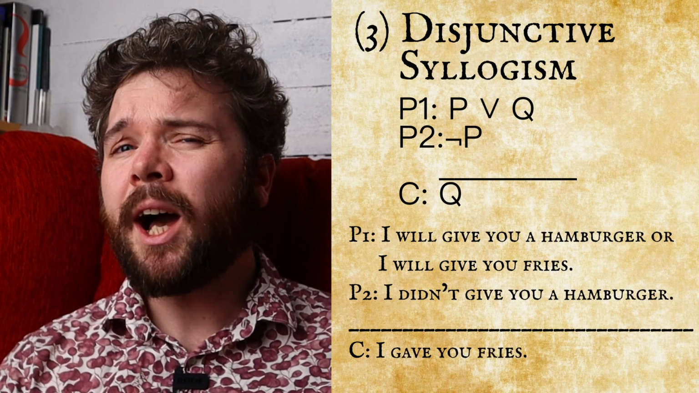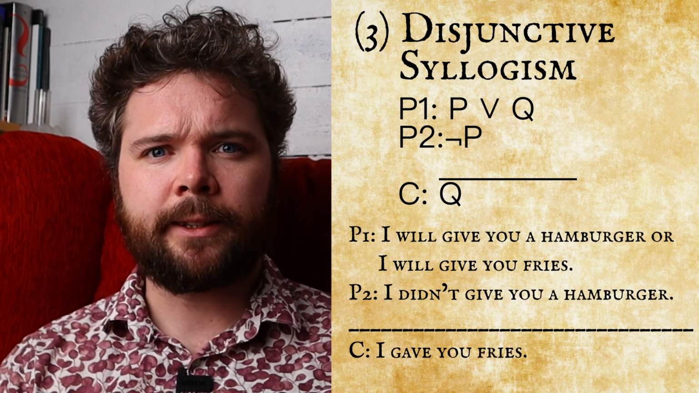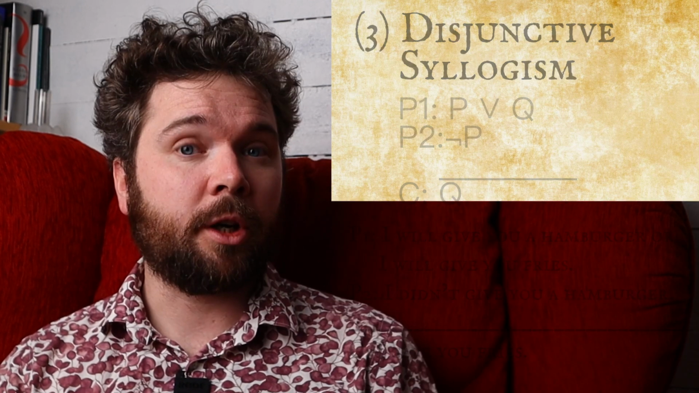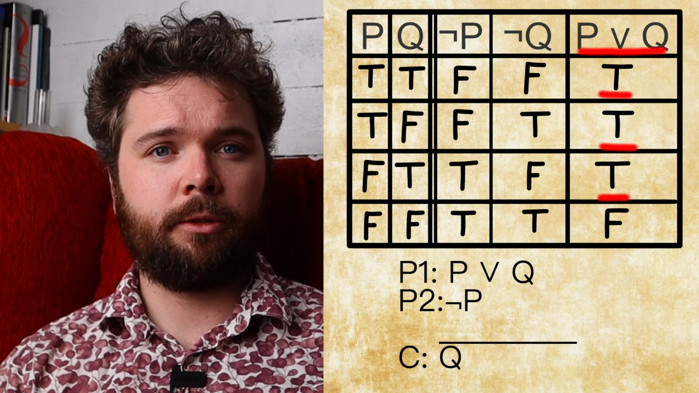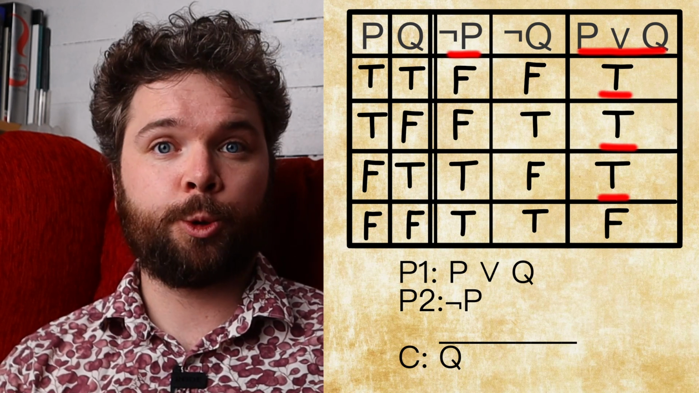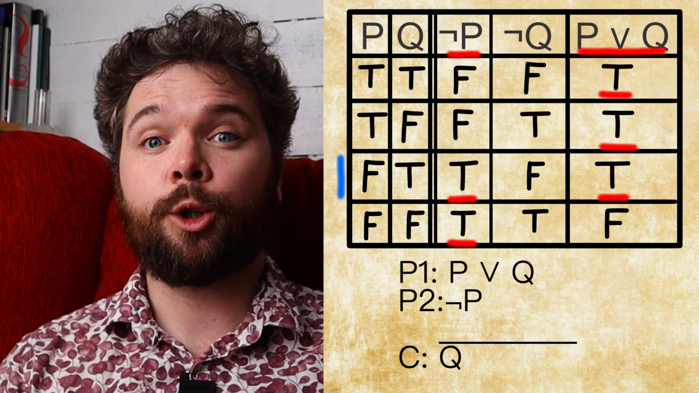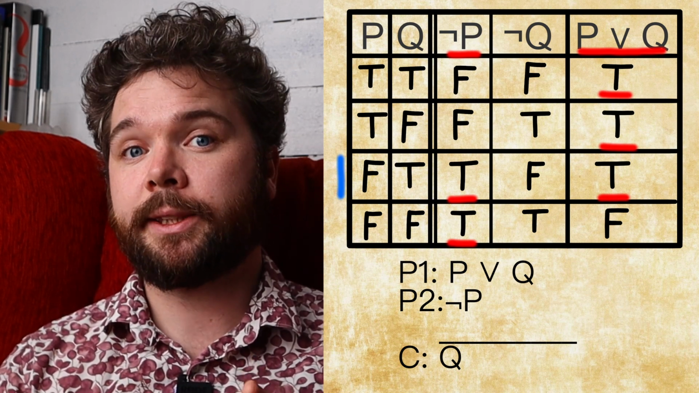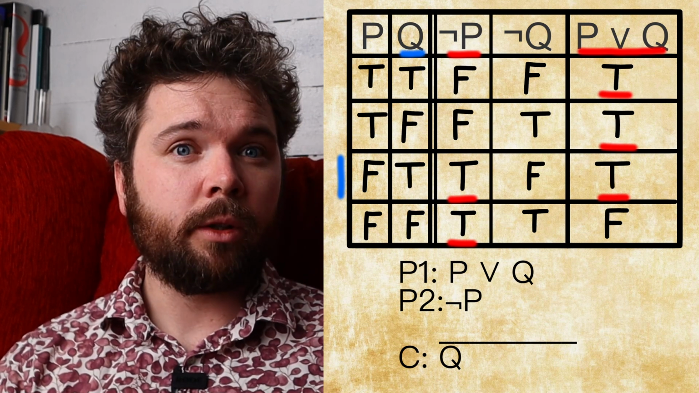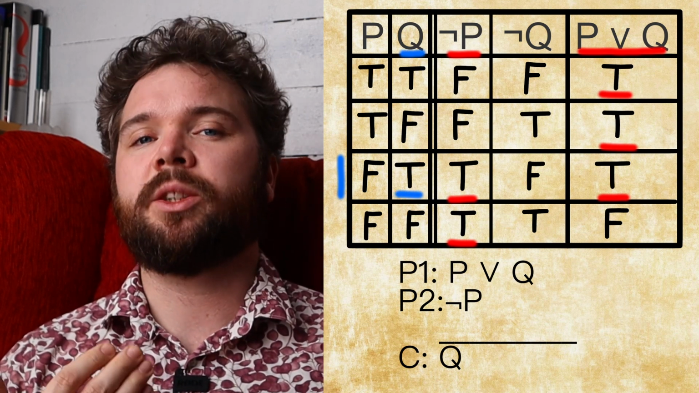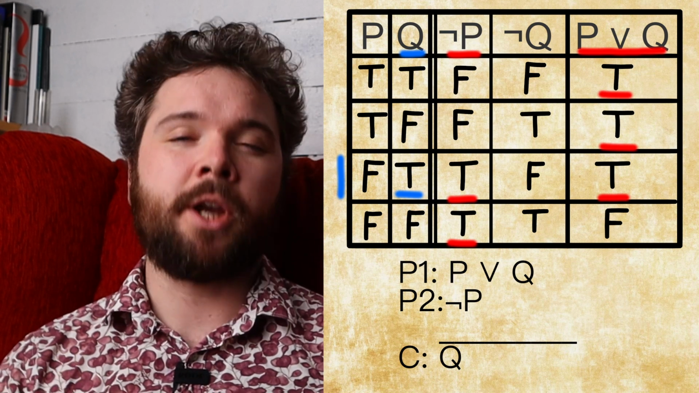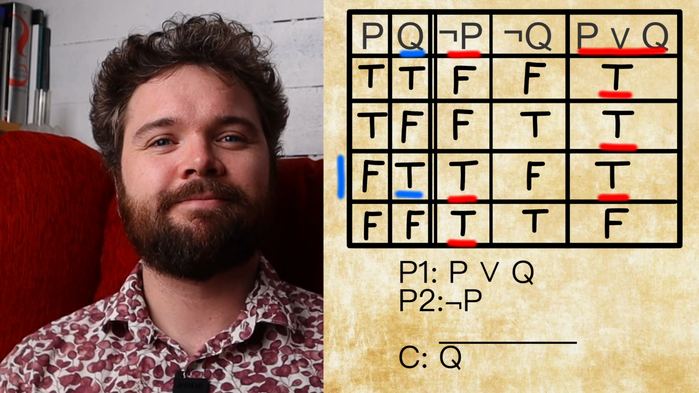This one might sound a bit fishy, but let's look at the truth table to see if it's valid or not. P1 is true here, here, and here. P2 is true here and here. But here, both of the premises are true at the same time as the conclusion, and here the conclusion is true as well. Hence, the argument is valid.